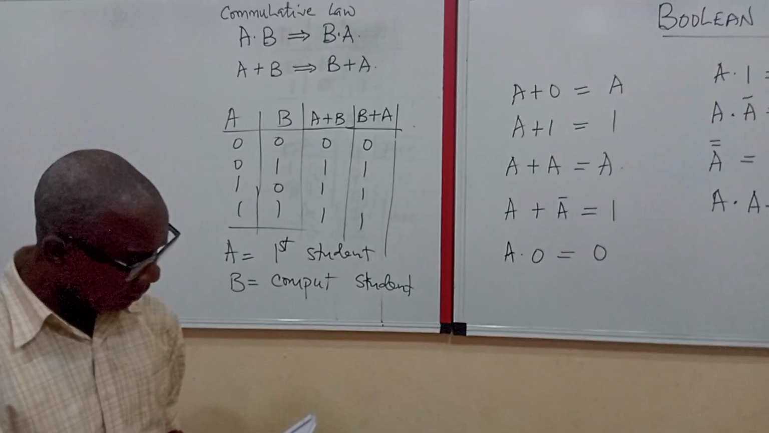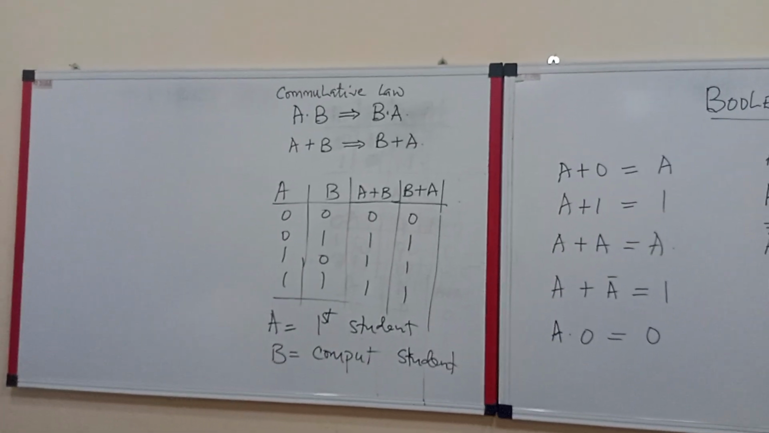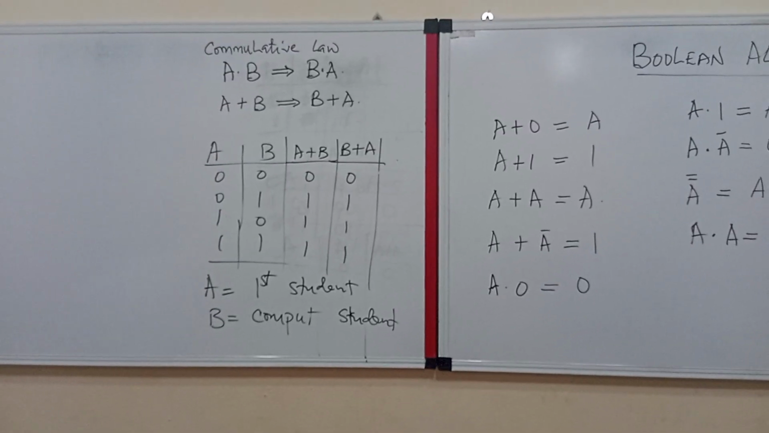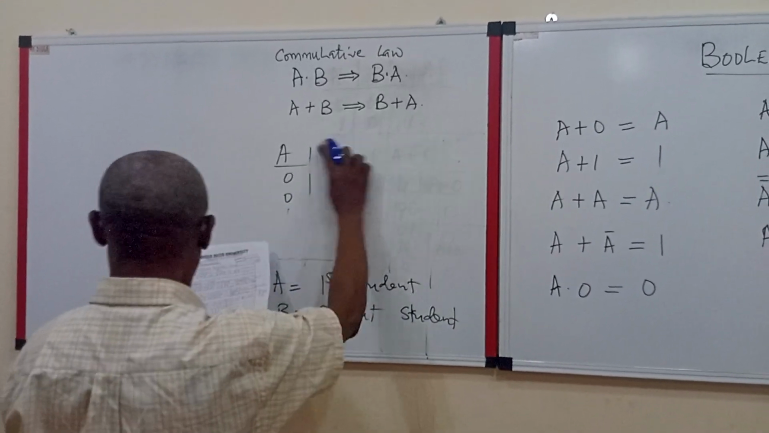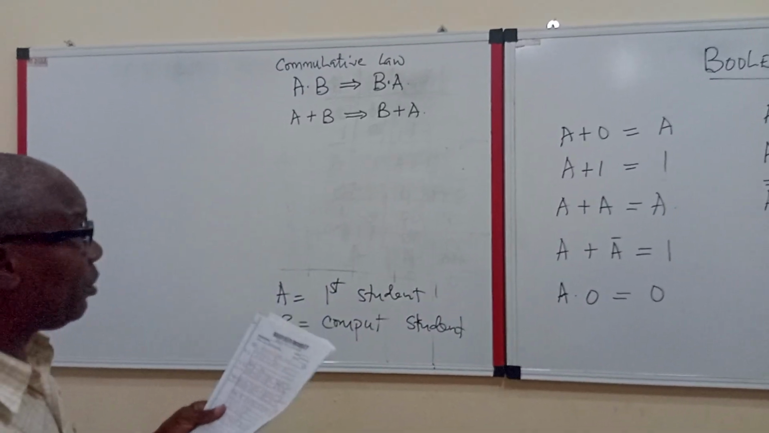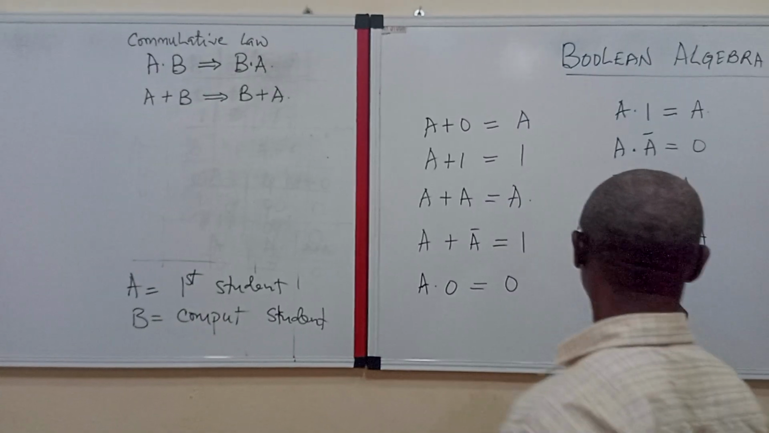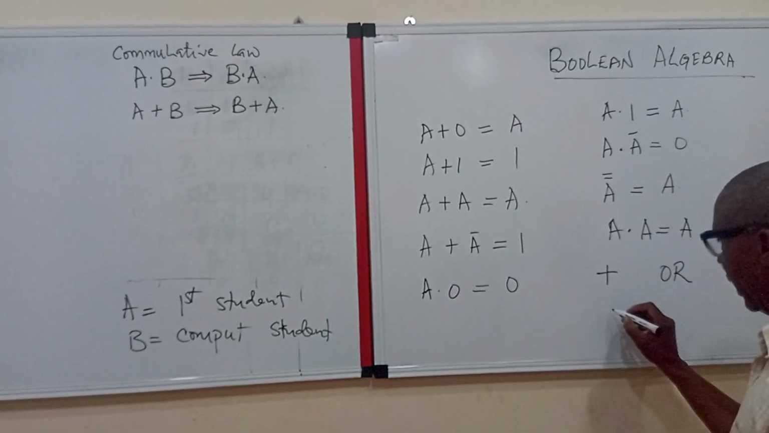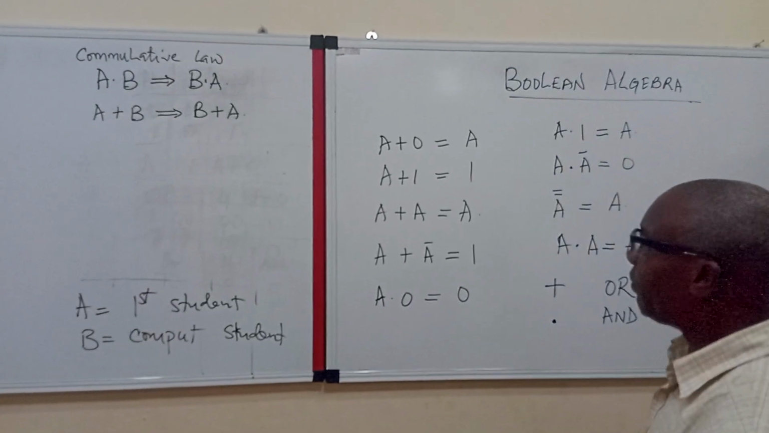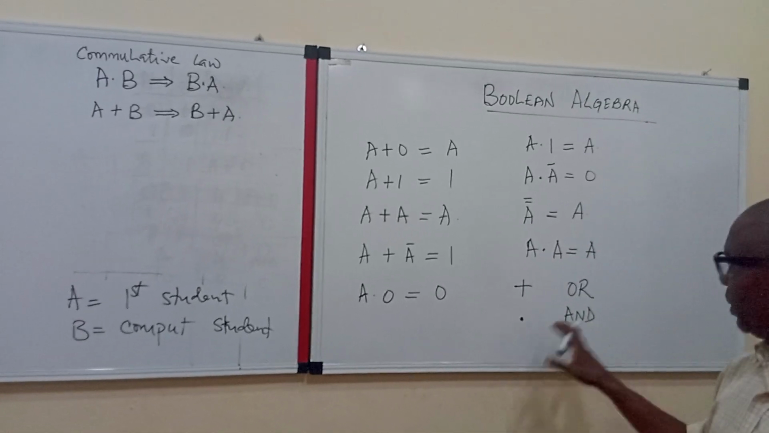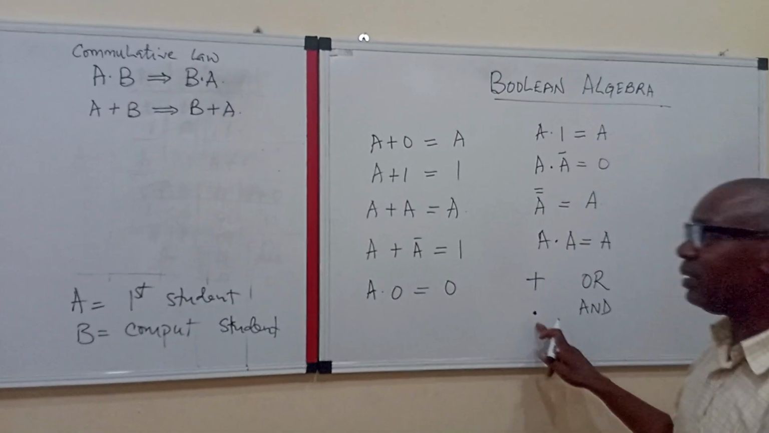Now the next thing we are going to look at is the distributive law. We have looked at the commutative law. Now we are going to look at the distributive law. Remember, the plus operator is the same thing as the or operator, and the dot is an and operator, as we did in the previous video. We wouldn't want to be writing all these things, so we are using the mathematical notations. So plus is or, dot is and.